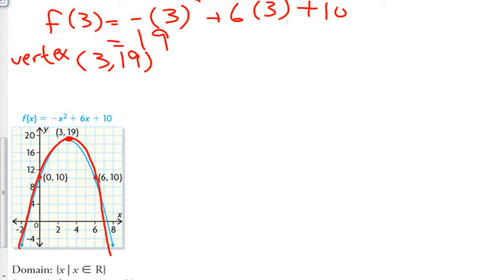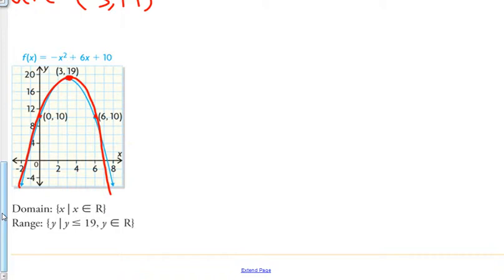For y, here we have a maximum. The maximum y value is 19. So then I know that y is going to have to be less than or equal to 19 in order to be part of this function, where y is in the real numbers.